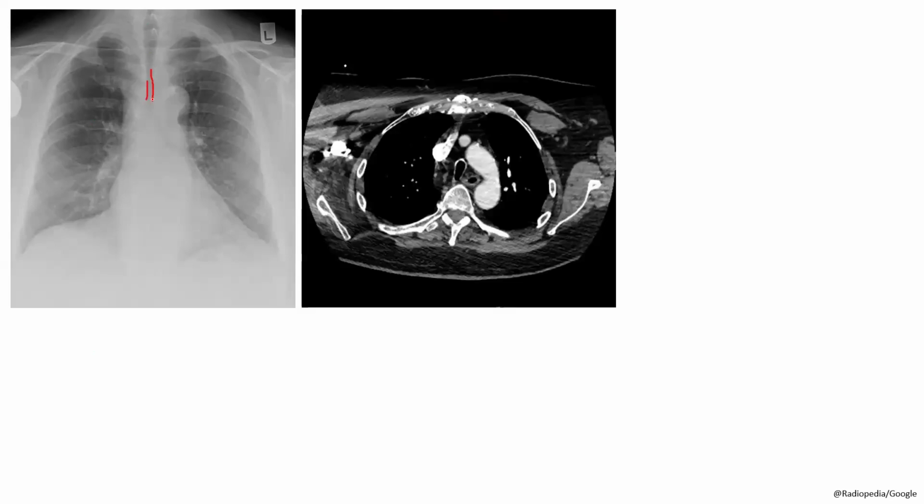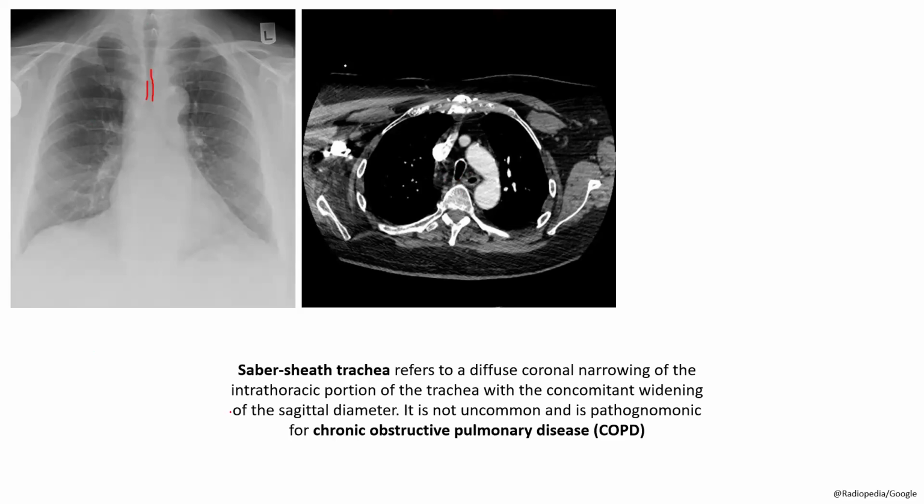What is happening in this radiograph? So we can see this is the trachea and there is narrowing of the trachea here, right? And on this coronal view again, we are seeing side by side compression and elongation along the sagittal diameter. So this is saber sheath trachea. So saber sheath trachea is basically diffuse coronal narrowing of the intrathoracic portion of the trachea with widening of the sagittal diameter, and it is commonly seen in COPD patients.